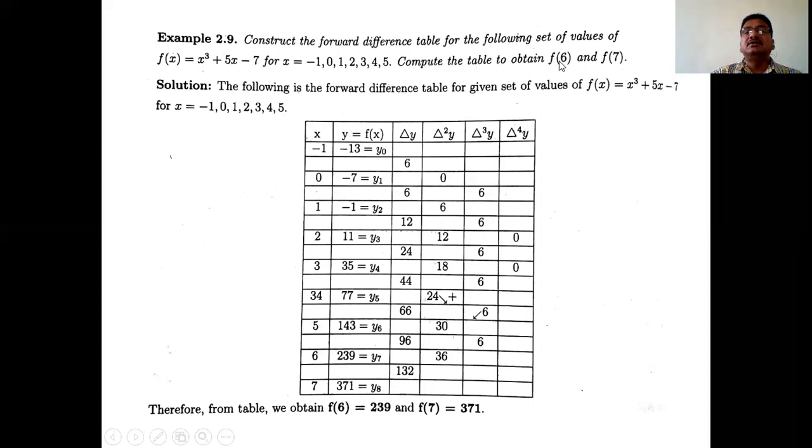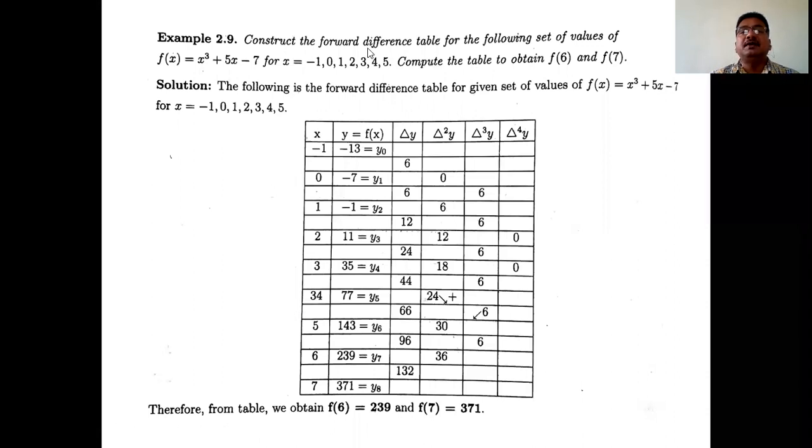Otherwise we can use Newton's forward difference formula or Newton's backward interpolation formula. Actually, the values of x, -1, 0, 1, 2, 3, 4, 5, are equidistant, and we have to find the value at 6 and 7. So we could use Newton's backward interpolation formula, and if we substitute x equal to 6 in this formula, we also get the value of f6. But the question is to compute the table to obtain f6 and f7, that is, not by using this formula, but by using the table.